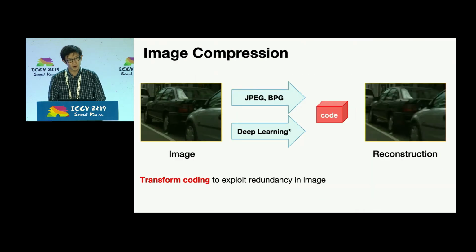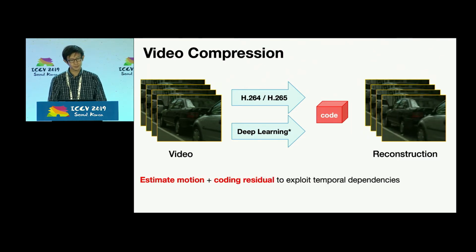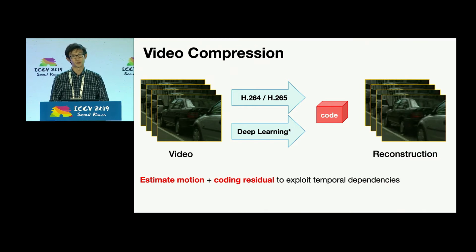So in terms of prior work, there's single image compression, including codecs such as JPEG and BPG, as well as deep learning approaches. And they typically encode an image into a set of discrete symbols through linear transforms. There's also video compression approaches like H.264, H.265, and also deep learning, and they typically exploit the temporal redundancies within a video sequence by encoding the first frame independently and then encoding the flow and residuals for subsequent frames.